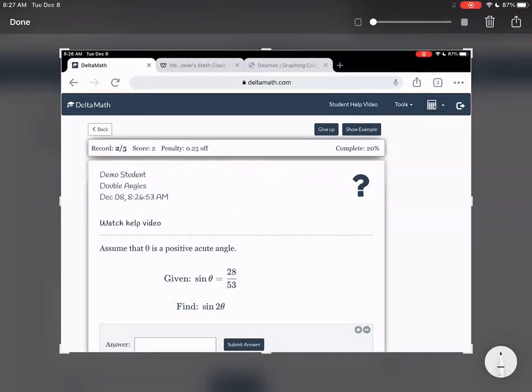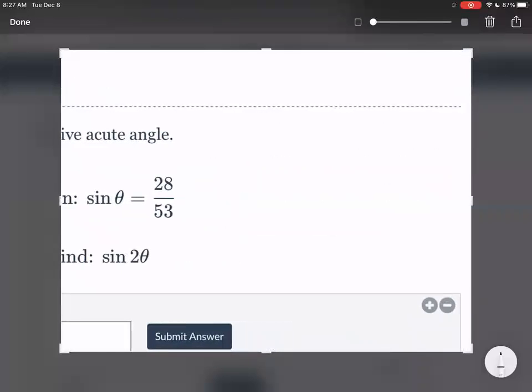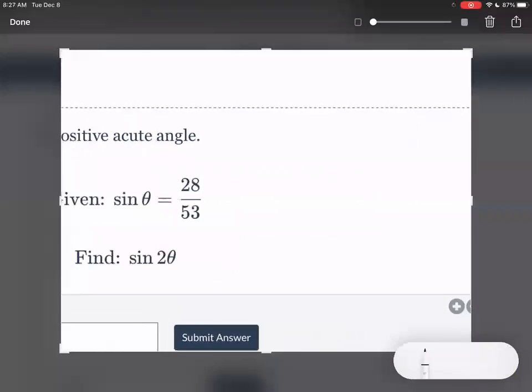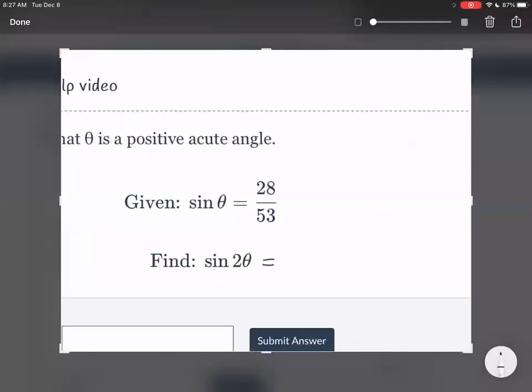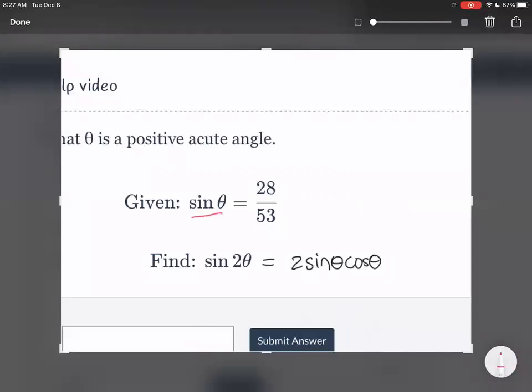So what is the formula for sine of 2 theta? Let me write it out. Sine of 2 theta only has one formula, and that was 2 sine theta cosine theta. Okay, so for sine 2 theta, this is the only formula. We don't really have options here. We don't get to be as lazy as before, but we were given sine theta, okay? That's this one. So all we have to do now is look for cosine theta.